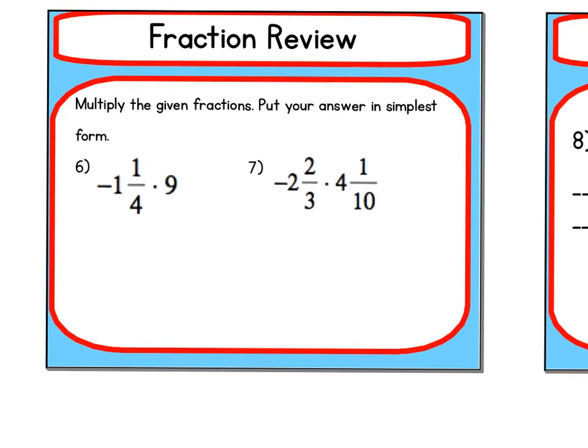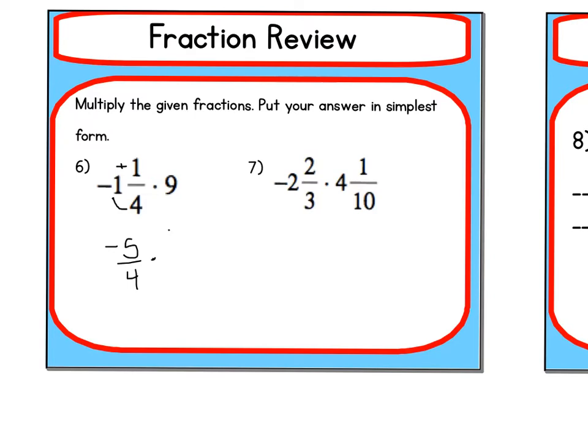Okay, when we get to questions 6 and 7, you're going to notice that we have mixed numbers. Before we can do anything, we must change all of the mixed numbers into improper fractions. So 4 times 1 gives me 4, plus 1 gives me 5/4, and I have to remember to bring that negative sign with. The negative sign doesn't come into effect until the very end.